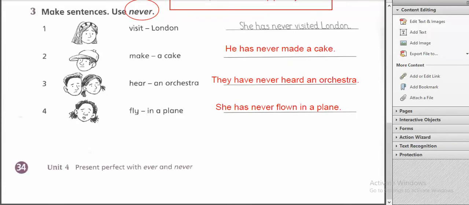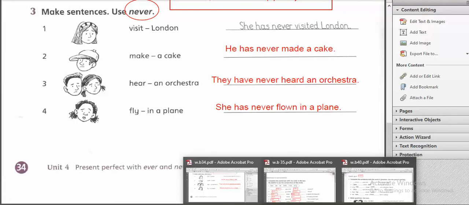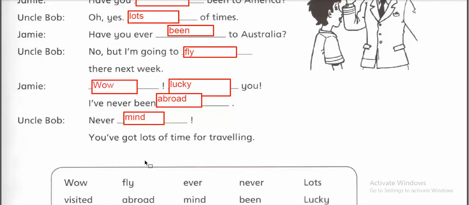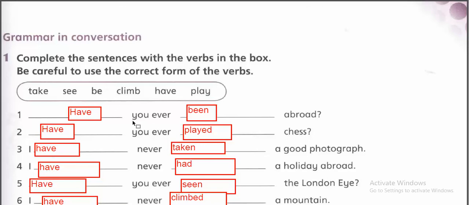Now, open your workbooks with me, page 35. On page 35, you have a box of verbs and you will change them to verb 3. Take, taken; see, seen; be, been; climb, climbed; have, had; and play, played.